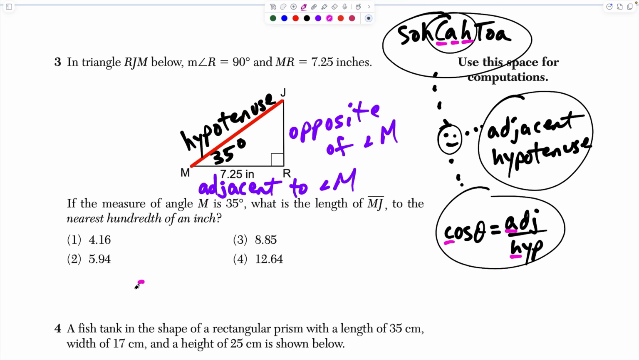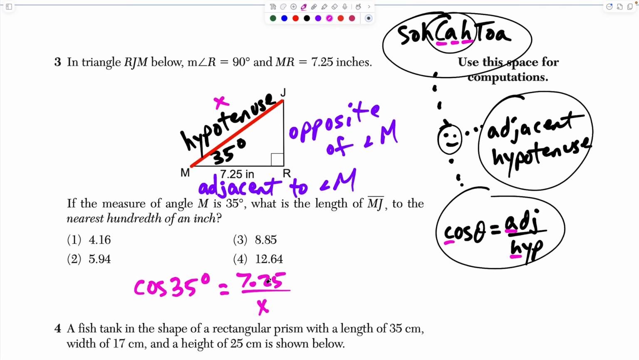So what I'm going to say here is cosine of the angle I'm using, 35 degrees. Okay, you're always using the positive acute angle inside the right triangle when you're doing questions like this, equals the ratio of the side adjacent, 7.25 inches, over the hypotenuse. I could just put an X here, and that's what we're solving for.